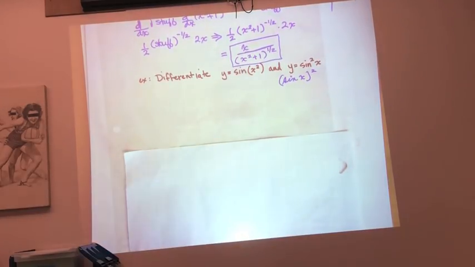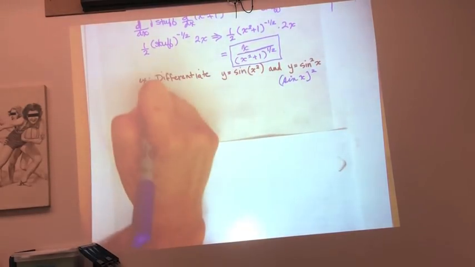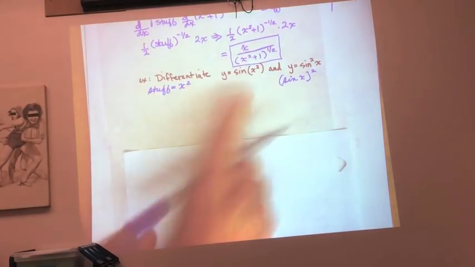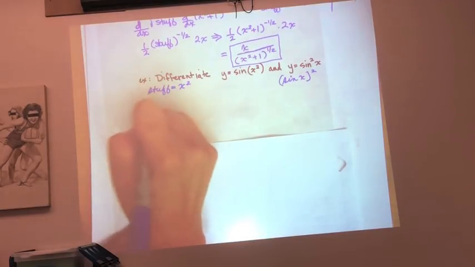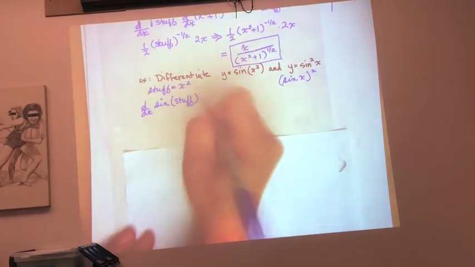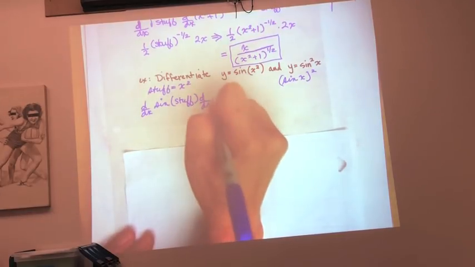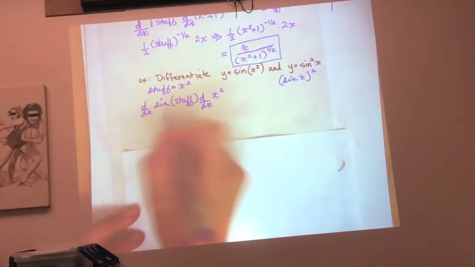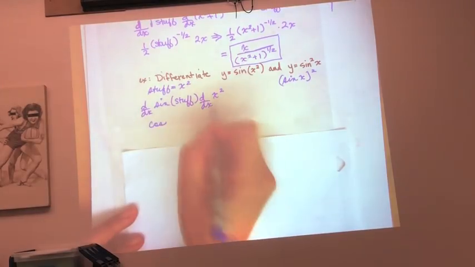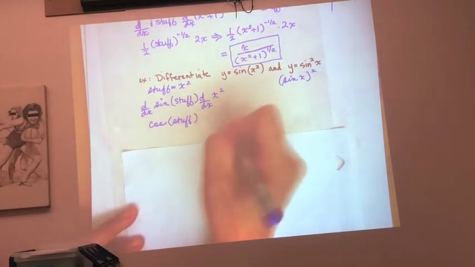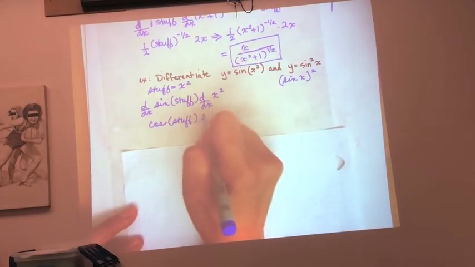Okay, so let's do this first one first. We're going to label our stuff as x squared. I'm going to derive my outer and then leave my stuff inside. And then I'm going to derive my inner, which is x squared. Okay, so the derivative of my outer, the derivative of sine is cosine. And then I'm going to keep my stuff inside here, and the derivative of my inner is going to be 2x.